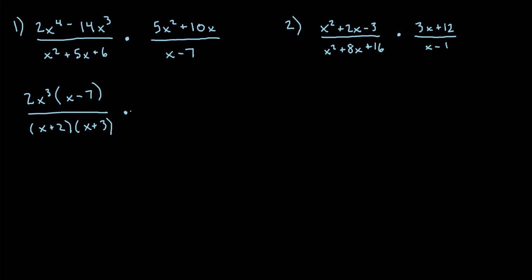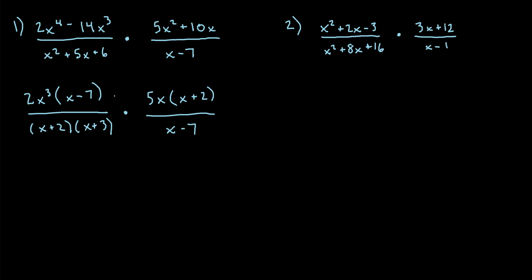And now we can do the same thing with this next expression, 5x squared plus 10x. What do 5x squared and 10x have in common that we can pull out of each of those terms? Well, that would be a 5x. And that would leave us with x plus 2. And on the bottom here, there's nothing to simplify. It's just x minus 7.